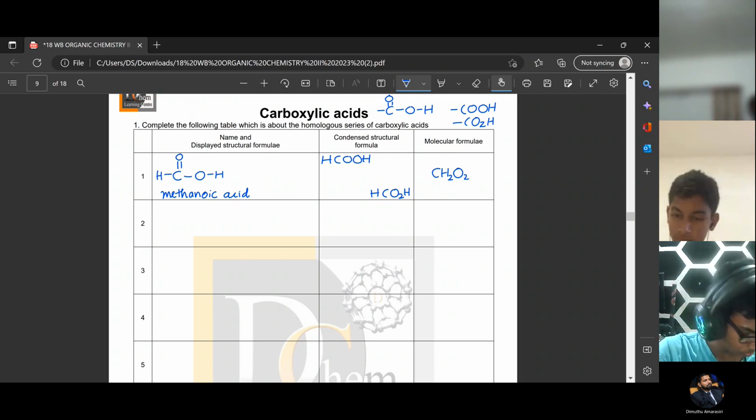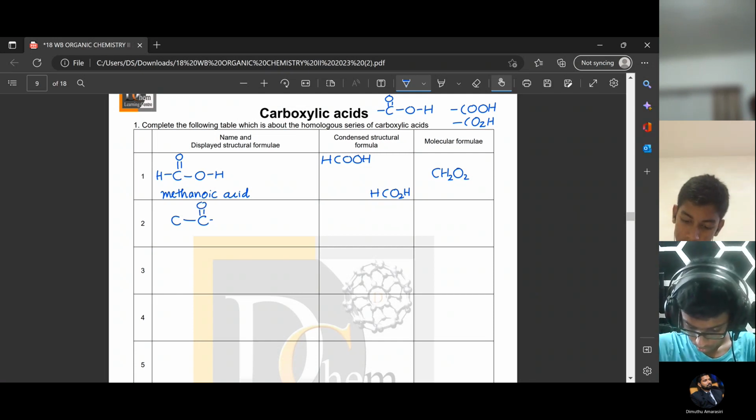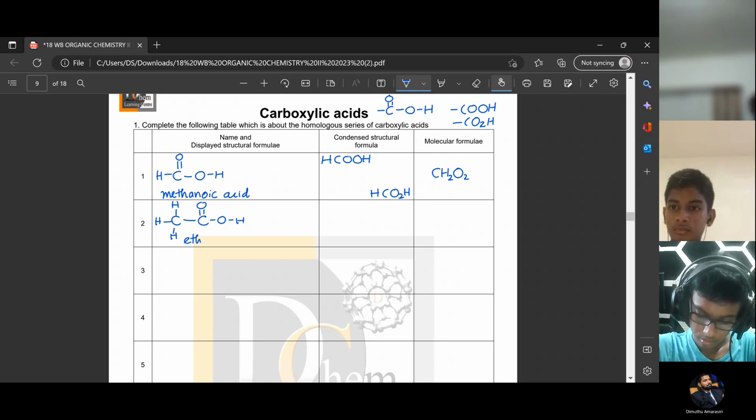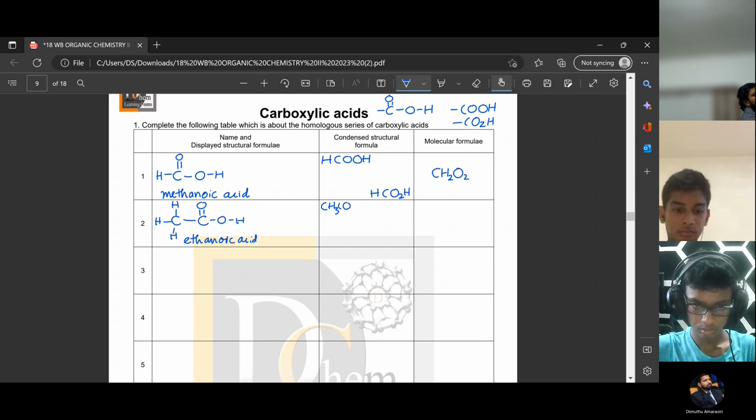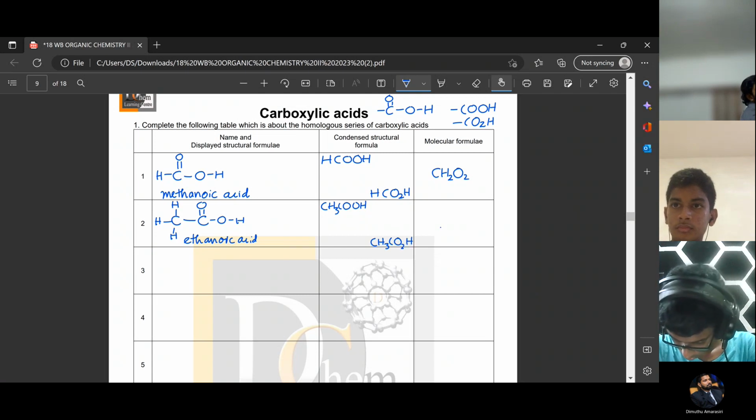Second carboxylic acid, you know the pattern that you have to draw. You put two carbon atoms, it's ethanoic, and you put the carbon-oxygen double bond, and you put OH, and then you put H. This is going to be ethanoic acid. And this is CH3, C double bond O H, that is CH3CO2H. And the molecular formula is C2H4O2.